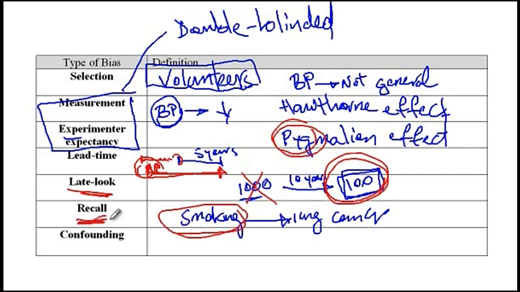And then we have the confounding bias, where one factor may affect the outcome of the results, but you never know that that factor is present there, so you miss the actual cause and relationship.